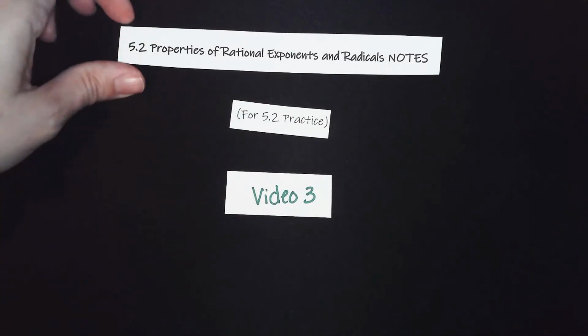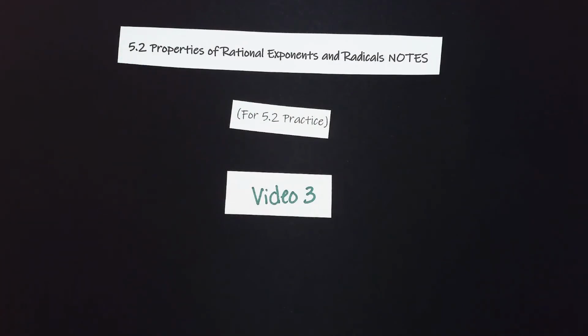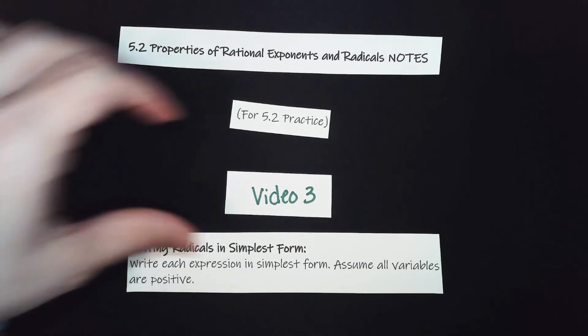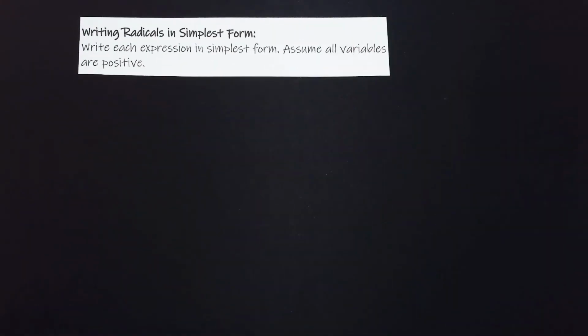Alright, this is video number 3 of 5.2, where we're talking about the properties of rational exponents and radicals. This will help you with the 5.2 practice on Big Ideas. So in this video, we are writing radicals in simplest form. So we're just going to hop right to it.